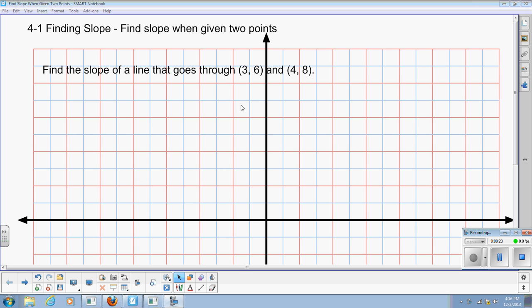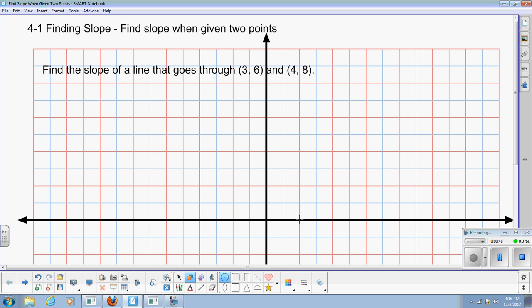Now the next step is, what if we're given 2 points? No line on the graph, like you can see here, but just given 2 points. If I have a graph, then I can actually just plot those points and then count. So here I'm giving a problem to you that says find the slope of a line that goes through (3, 6) and (4, 8). Well, since I have a graph, I can actually just plot those.